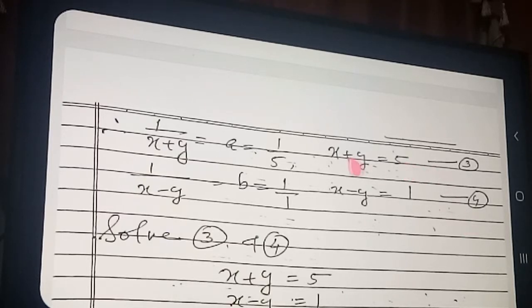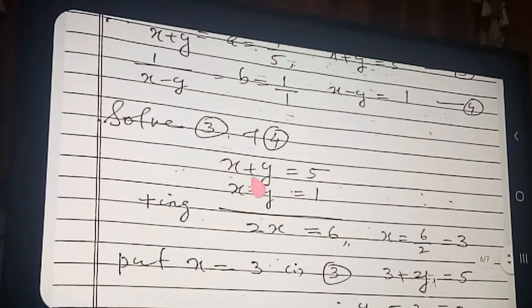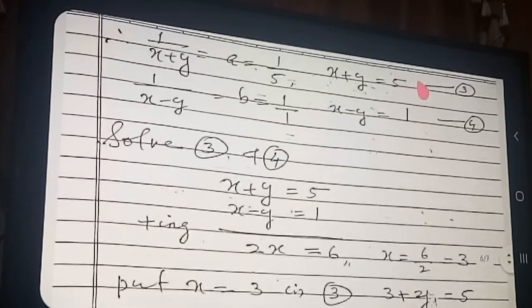Now again we have to solve. Which equations? x plus y is equal to 5 and x minus y is equal to 1. Again you solve by the same method. See here, plus y minus y coming, so we are adding the equations. So x plus x, 2x is equal to 6. x is equal to 6 by 2, 3. Put the value of x is equal to 3 in which equation? In equation number 3 give. There is equation number 3, this here.